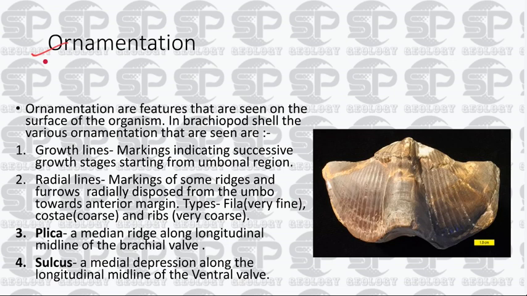About ornamentation, we have growth line marks and concentric circle marks, along with radial lines. So the radial line is like this, and concentric circles like this. So these are ornamentation. Primarily, it has two special types of ornamentation. You can see this. This ridge is called a plica, and the depression below it is called a sulcus. This is important ornamentation of brachiopods, which consists of plica and sulcus.